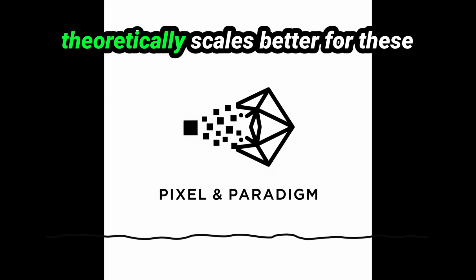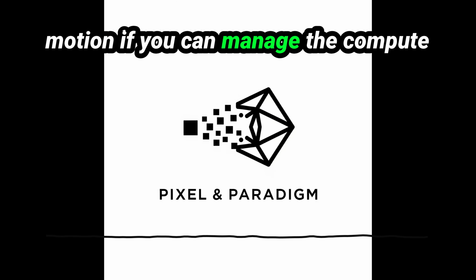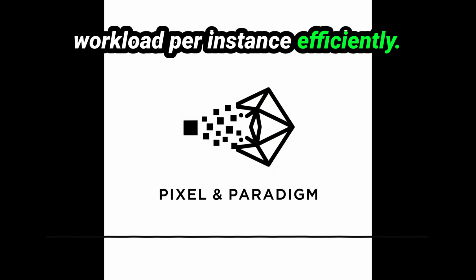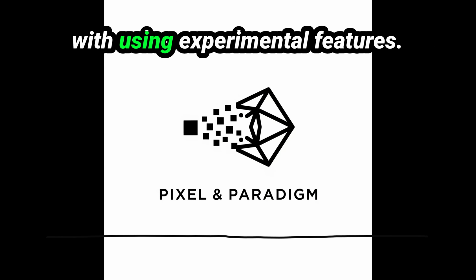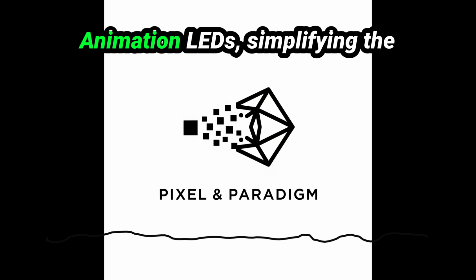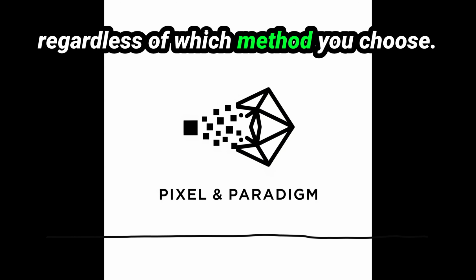Rig compute theoretically scales better for these very high instance counts that need motion if you can manage the compute workload per instance efficiently. But it comes with that very high development cost and the risks associated with using experimental features. Animation LODs, simplifying the animation at distance, are essential here regardless of which method you choose.